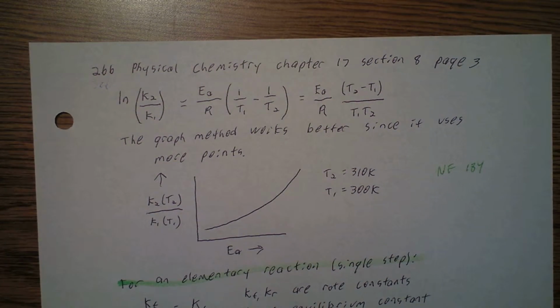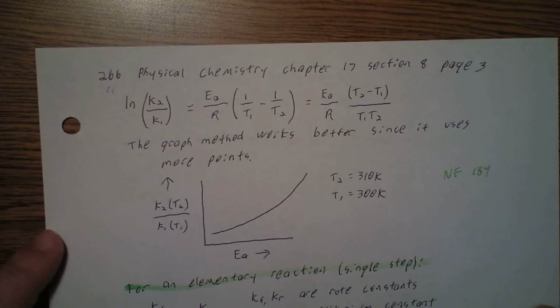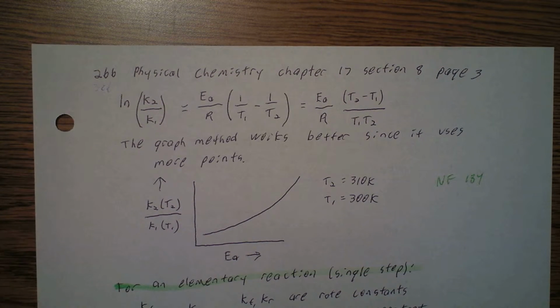So we get the natural log of K2 over K1 is equal to EA over R times 1 over T1 minus 1 over T2, which is equal to EA over R times T2 minus T1 over T1 times T2. Now, the graph method works better since it uses more points.